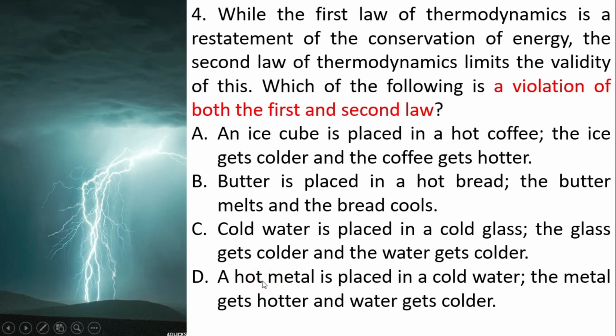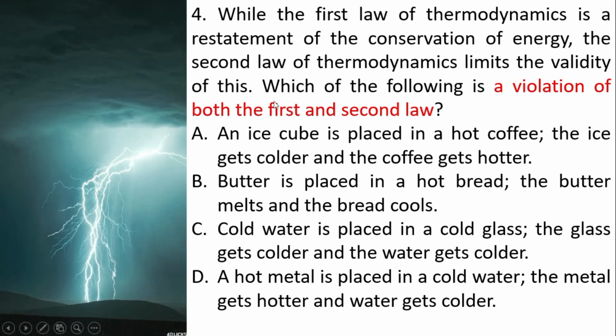Number 4. While the first law of thermodynamics is a restatement of the conservation of energy, meaning energy cannot be created nor destroyed, the second law of thermodynamics limits the validity of this law. The law of entropy, that's the second law of thermodynamics. Which of the following is a violation of both the first and the second law?